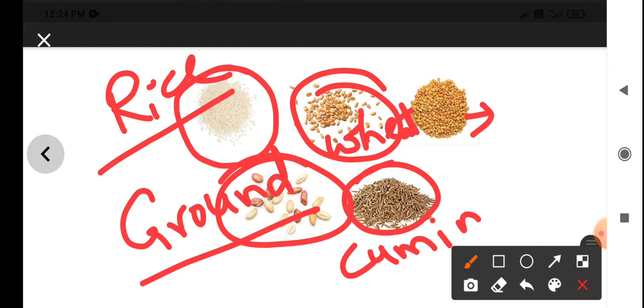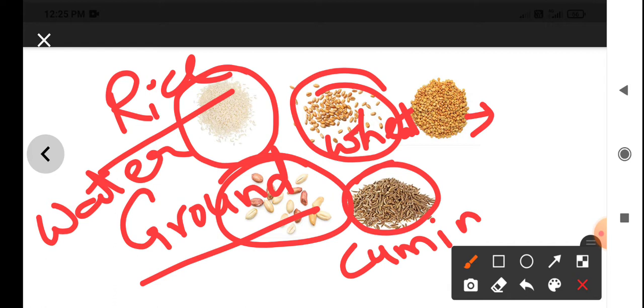Some crops like rice and groundnut need more water for their growth. Some crops like yellow lentils, wheat and others need less amount of water for their growth. So based on that requirement of water and depending on the season, farmers are growing the crops.